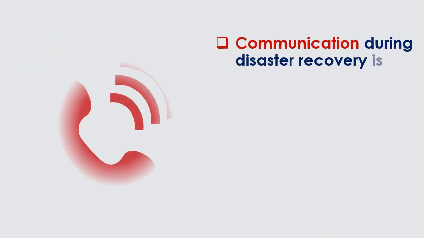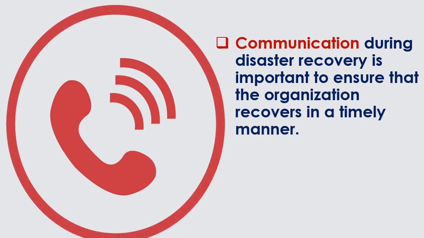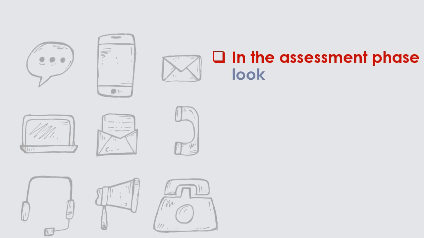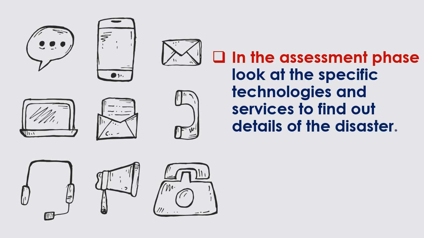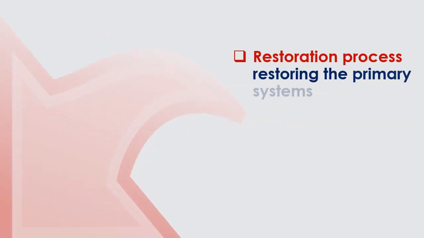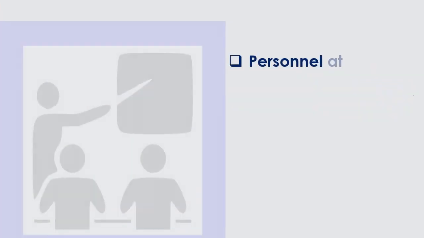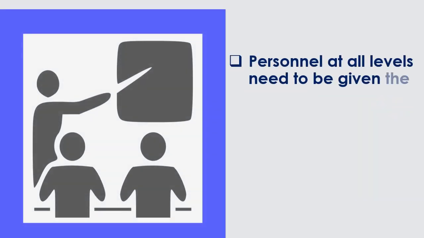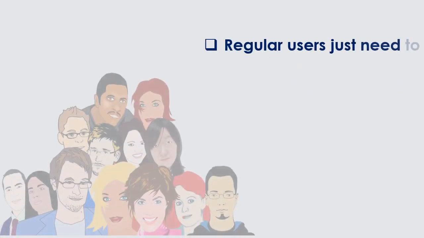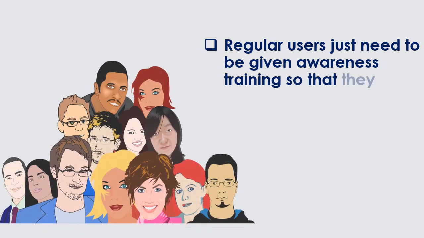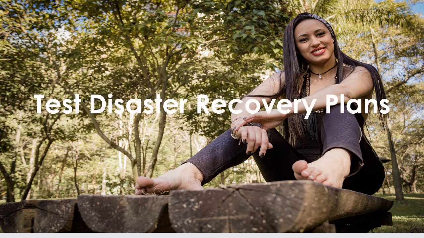Communication during disaster recovery is important to ensure that the organization recovers in a timely manner. In the assessment phase, look at the specific technologies and services to find out details of the disaster. Restoration process is restoring the primary systems and facilities to normal operation. Personnel at all levels need to be given the proper training on the disaster recovery process. Regular users just need to be given awareness training so that they understand the complexity of the process. Test disaster recovery plans.